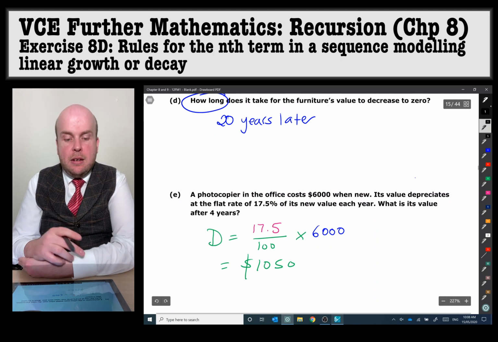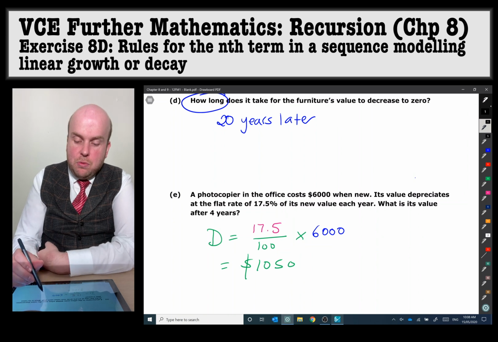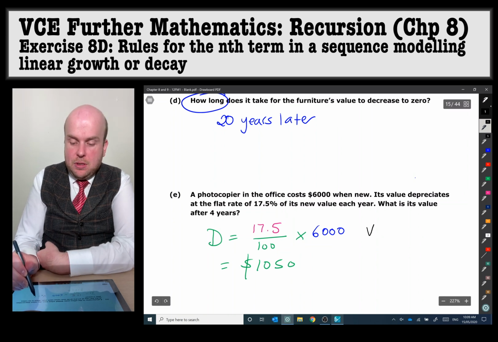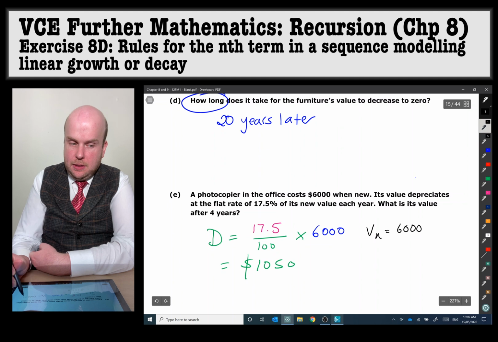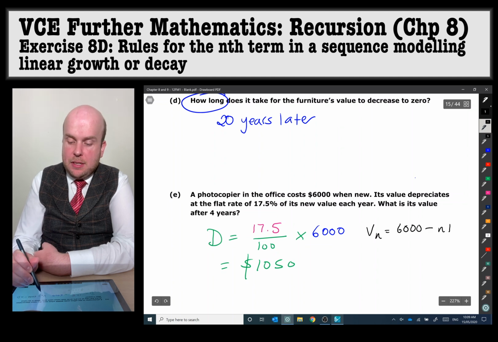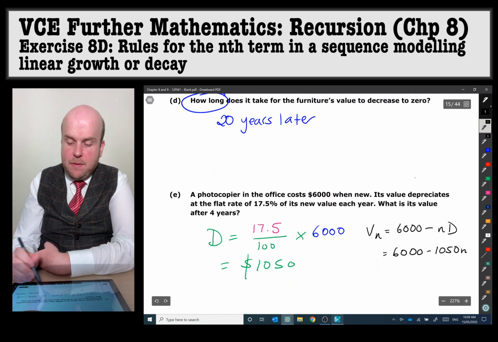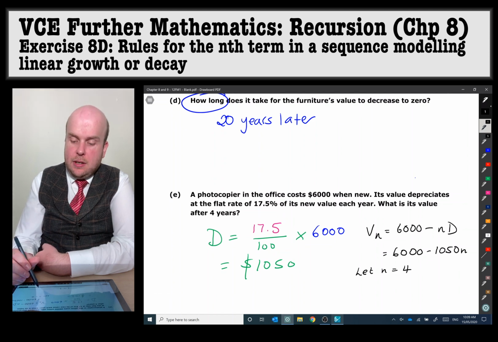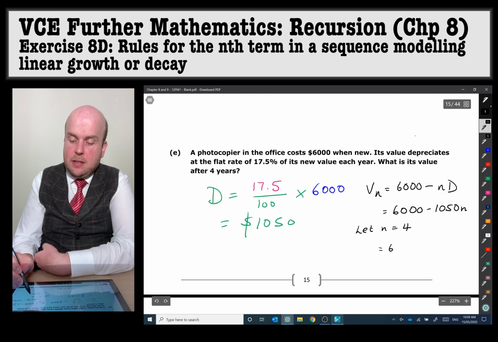So then all we need to do is establish a rule and then solve accordingly. So the rule will be Vn is equal to 6,000 minus n times d. We have established that d here is 1,050 and n is the number of years. I'm going to let n equal 4 because we want this after 4 years. And so this will be equal to 6,000, take away 1,050 times 4, which will be equal to $1,800.